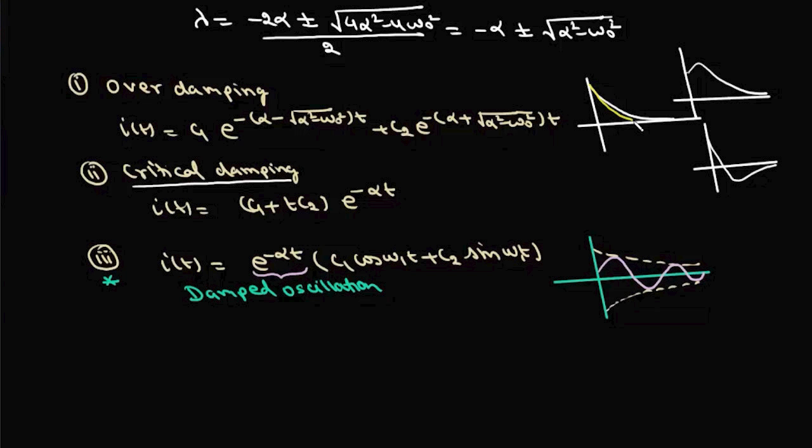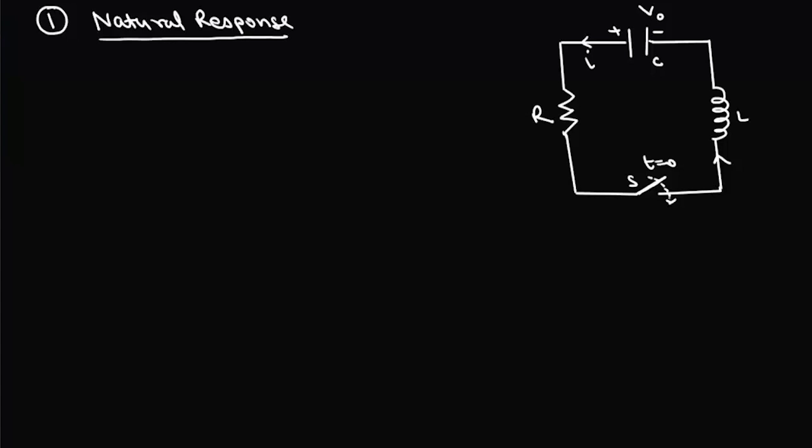Now basically critical damping is a boundary between oscillatory and non-oscillatory system. And critical damping is the case in which the system returns to its equilibrium position as quickly as possible without oscillating. Now let us take up an example.